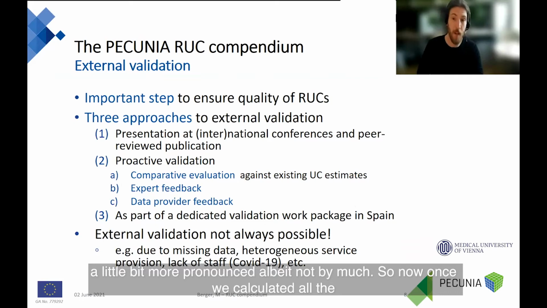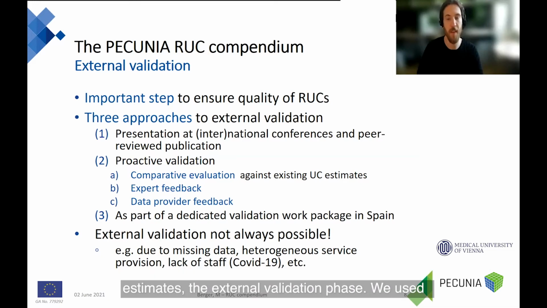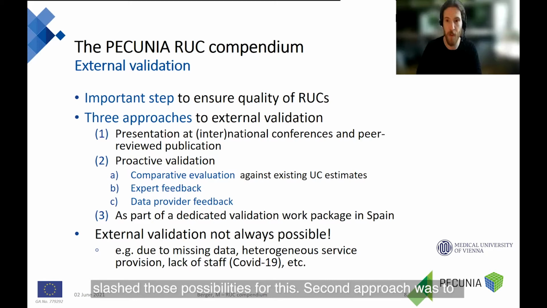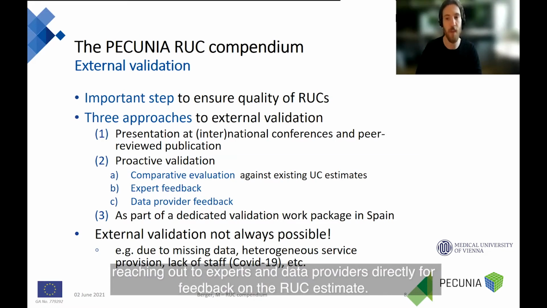So now, once we calculated all the different unit costs, we proceeded with the next important step in assuring the quality of our RUC estimates, the external validation phase. We used 3 different approaches. First, we presented our results at scientific conferences to get feedback from our peers, but the COVID-19 pandemic unfortunately slashed those possibilities. Second approach was to seek proactive validation by either comparing the RUCs against existing UC estimates or by reaching out to experts and data providers directly for feedback on the RUC estimate.